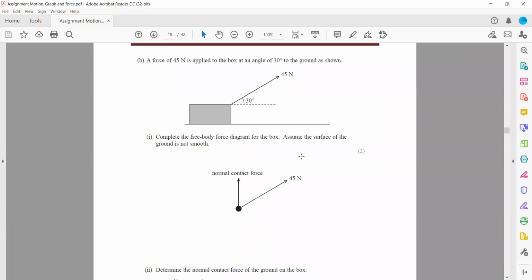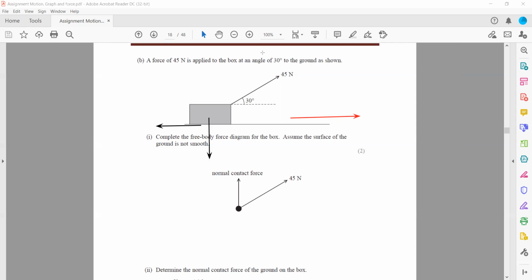So in this question, we have to complete a free body force diagram, and we have to assume that the surface of the ground is not smooth. So when a force of 45 is applied, what is the direction of the friction? The friction will always try to oppose the motion. So this will be the direction of the frictional force. And the weight of this object will act downward.